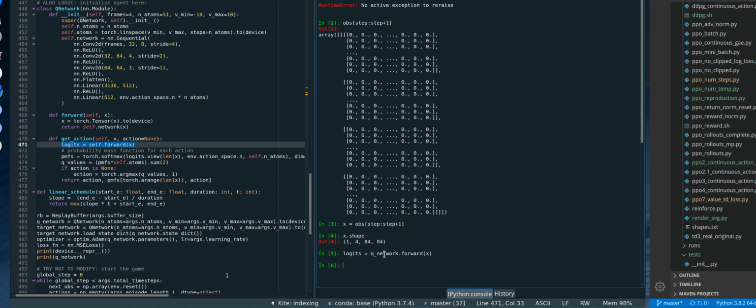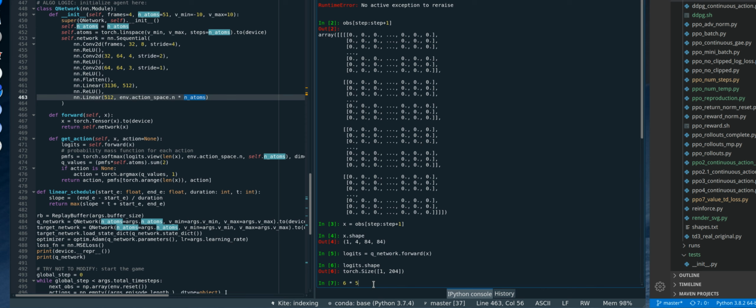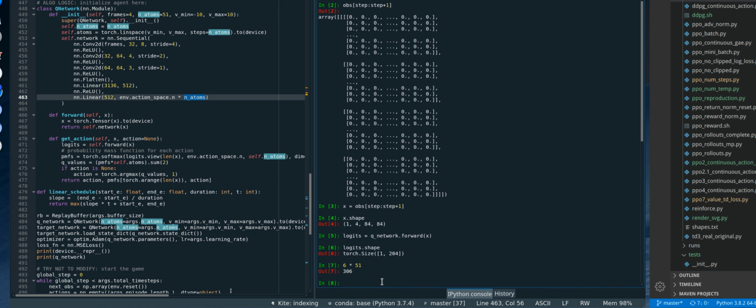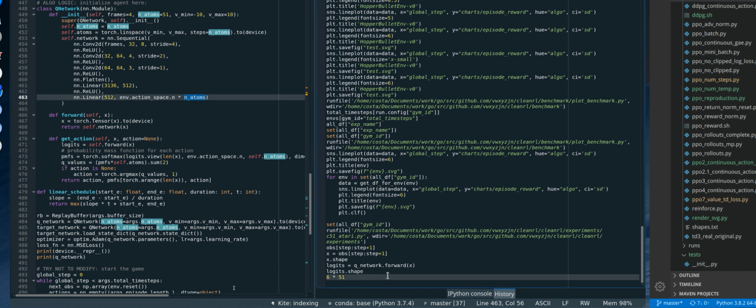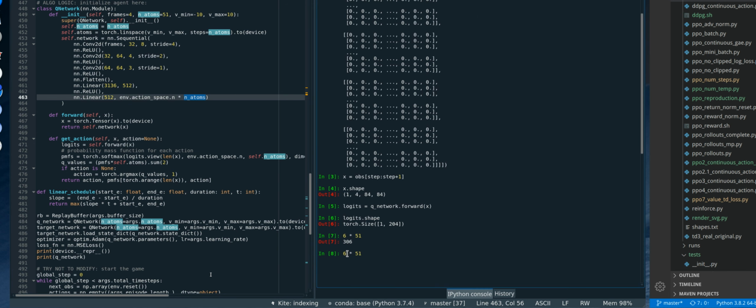And this is how you generate it. The logits shape is the number of actions times the number of atoms. So the number of actions is 6, and the number of atoms is 51. Or 5, sorry. The number of actions is probably 4, sorry. Right? That's how you generate this logit.